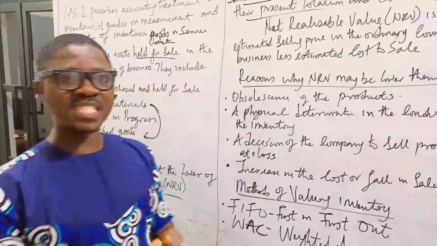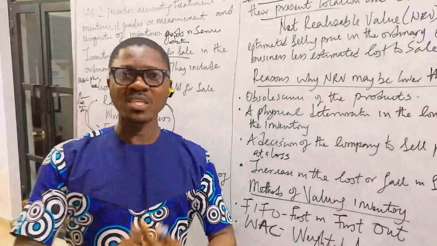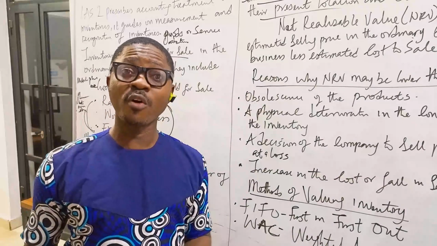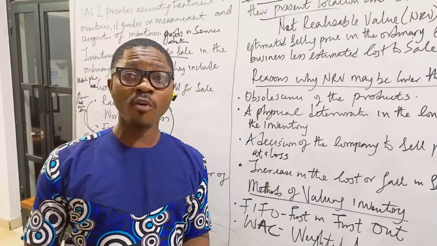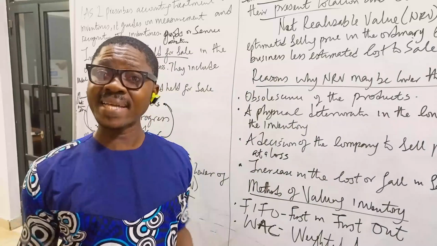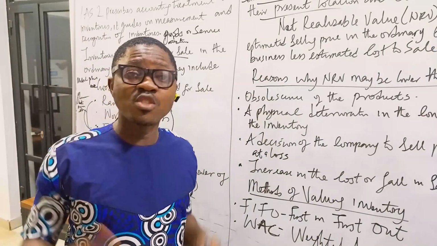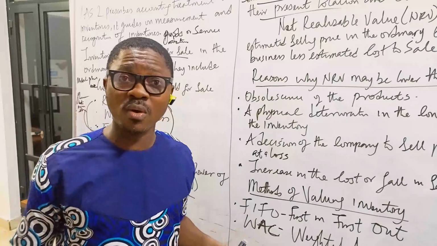When a product is obsolete, what happens? The selling price of such product will fall. And once the selling price falls, there are times that the selling price will fall even less than the cost, because at that time it has become obsolete. The owner or the seller just wants to sell the goods out of the market.